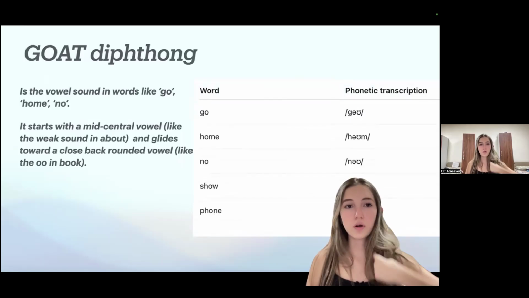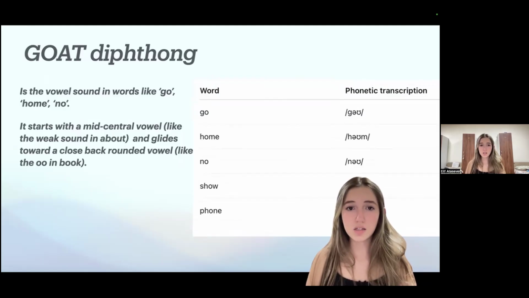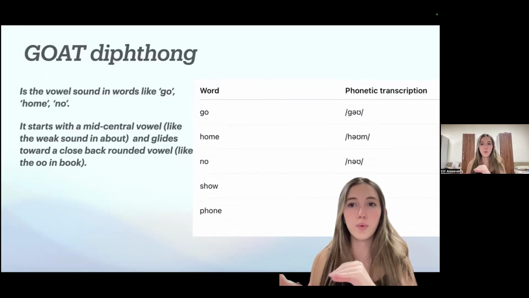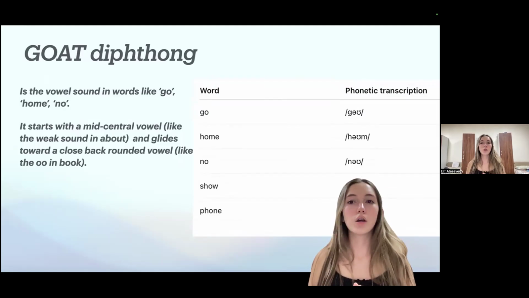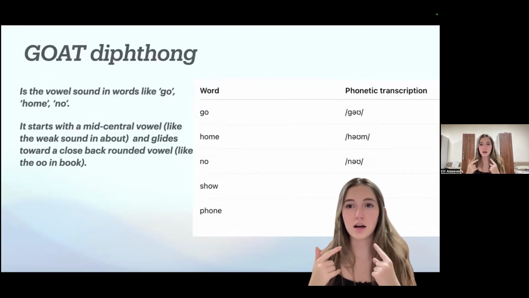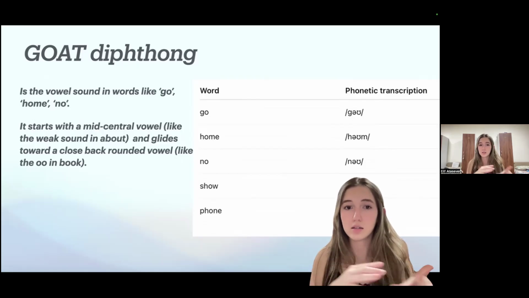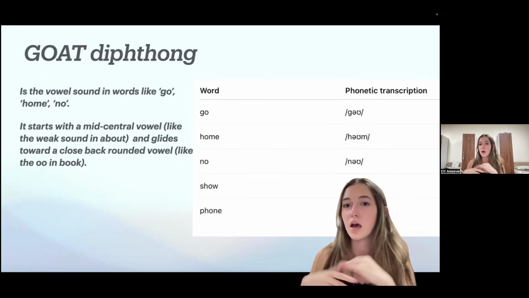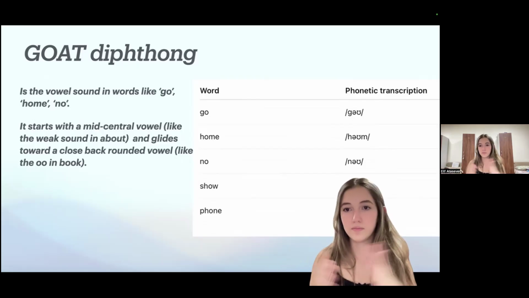And the goat diphthong is the vowel sound in words like go, home, and no. It starts with a mid-central vowel, like the weak sound in about, and glides toward a close back rounded vowel, like the oo in book. And words are like go, home, no, show, and phone. And while saying that, as you can tell, my lips go forward, like go, home, no, show, and phone. It has two different vowel pronunciations. And these are the phonetic transcriptions as well.